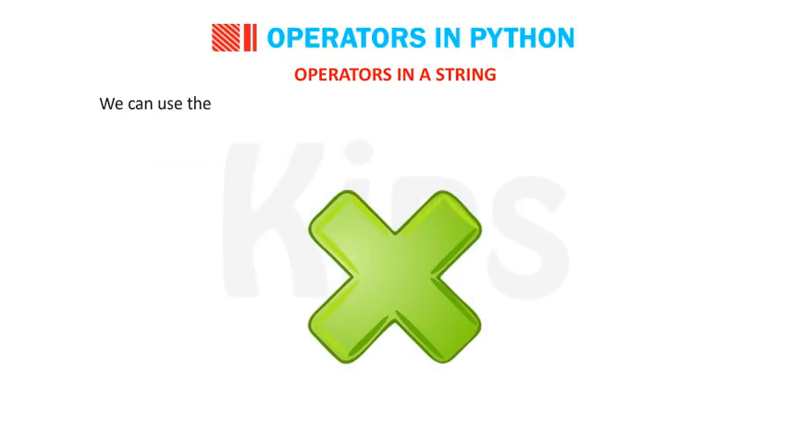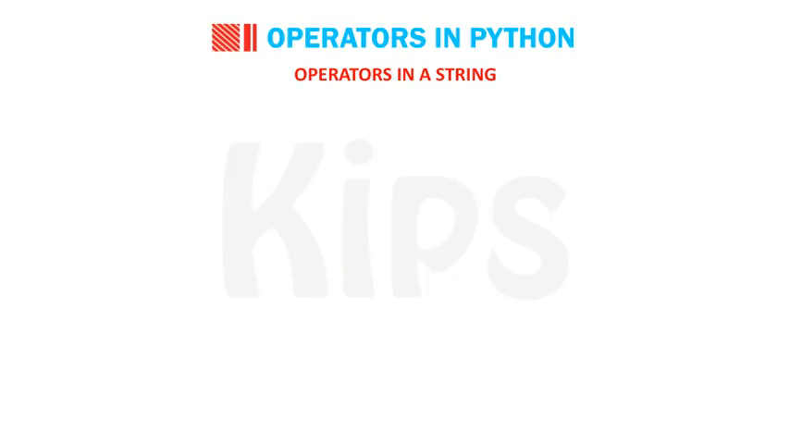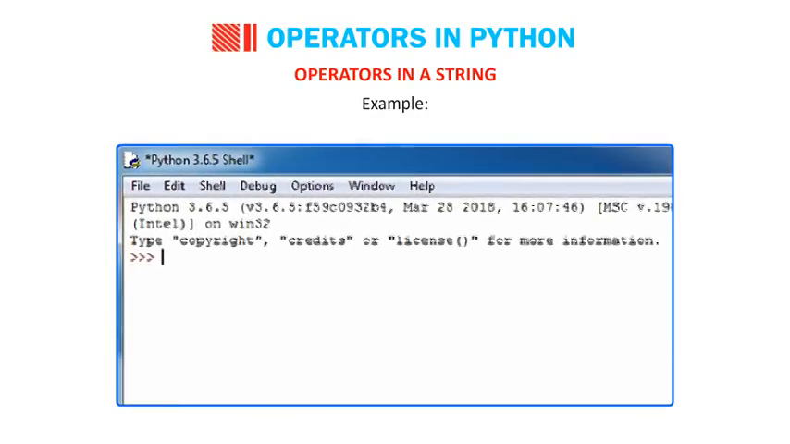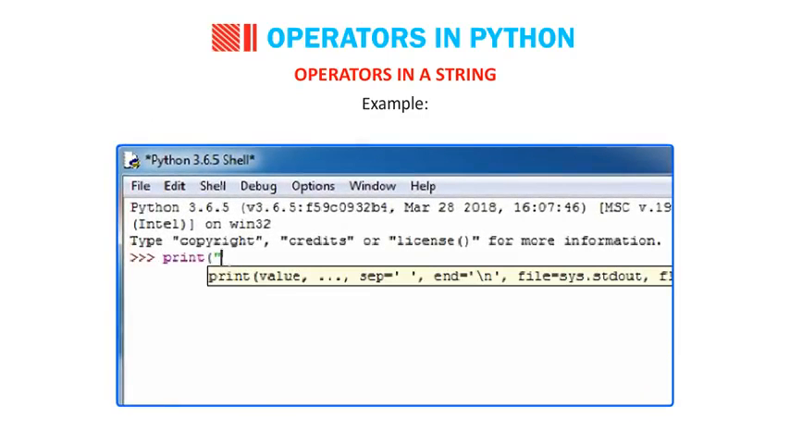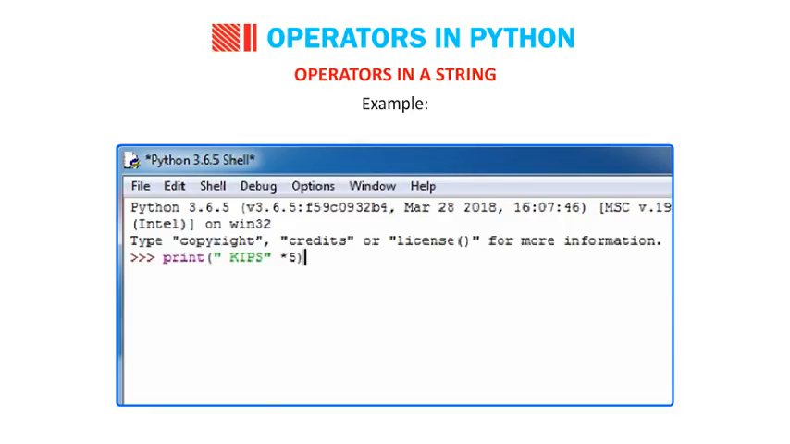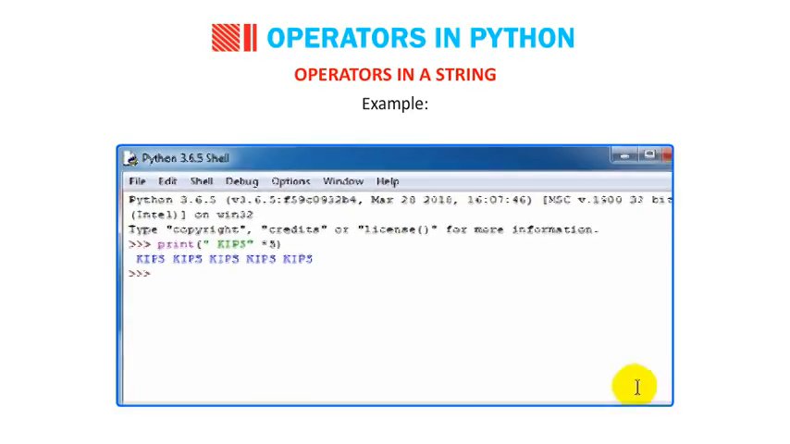We can use the multiplication operator to repeat the occurrence of a string a number of times. Example. print("KIPS" * 5) gives KIPS KIPS KIPS KIPS KIPS.